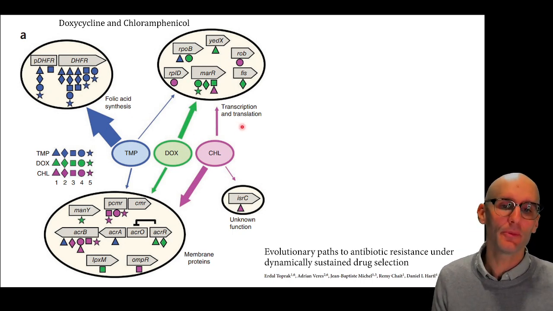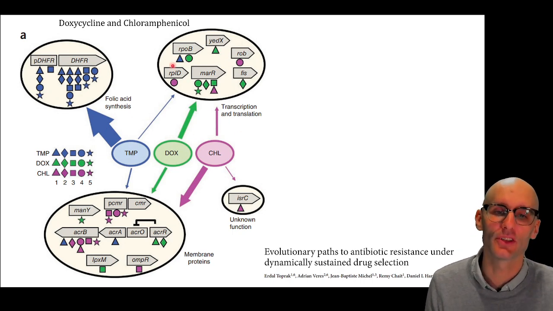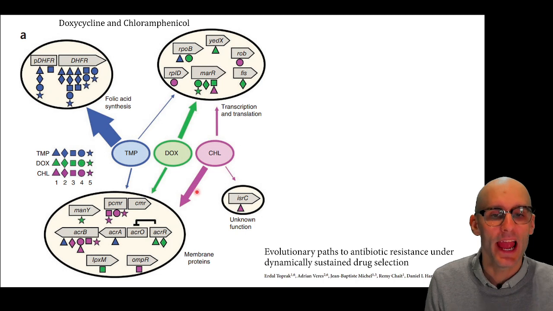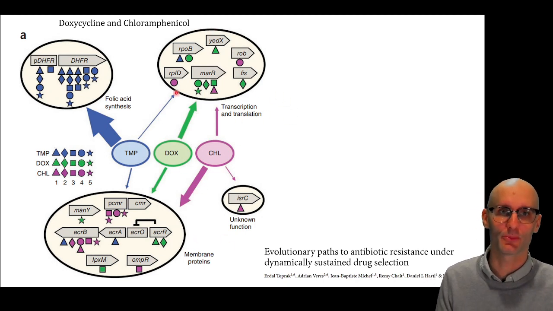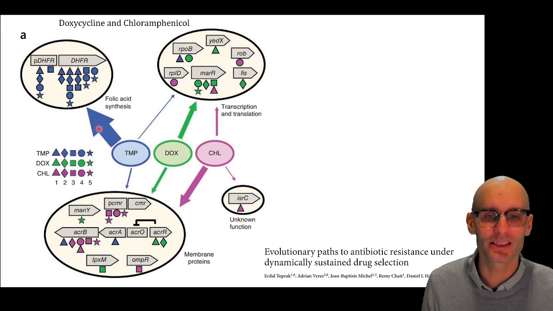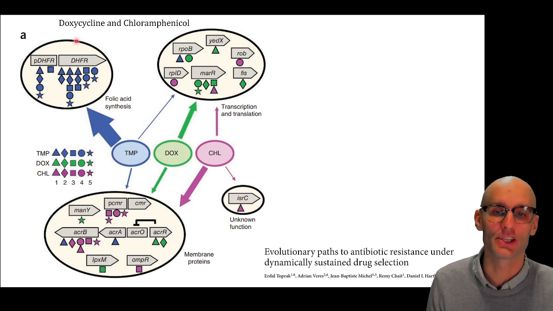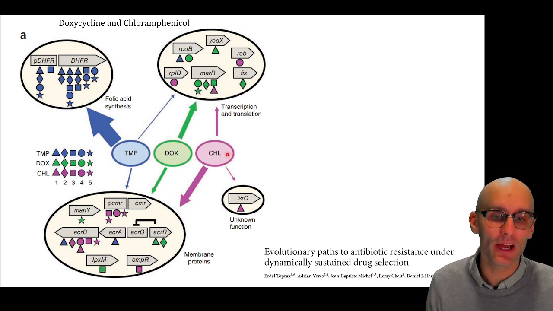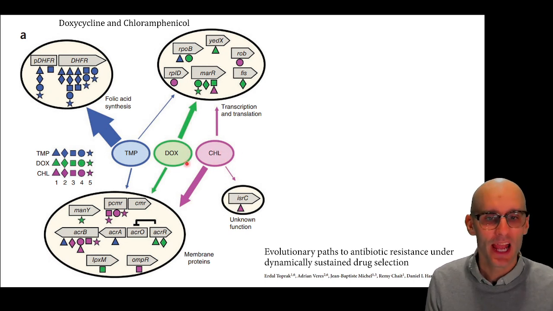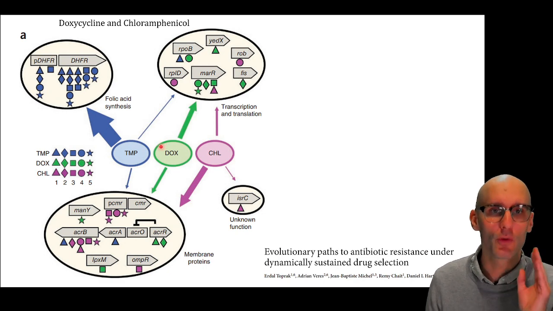But there were other mutations. So there were a couple of mutations over here and a couple of mutations over here. And these are different things. These are membrane proteins and transcription and translation proteins. But for the TMP, it's clear that the vast majority of all mutations were in this one gene. But you can see some of these other antibiotics that they tried. So they tried doxycycline and chloramphenicol, or CHL. They tried these 2 other antibiotics. Now, with doxycycline, it worked quite well.